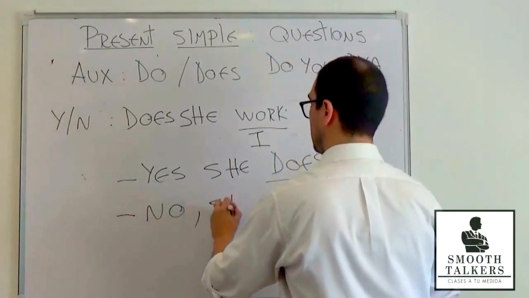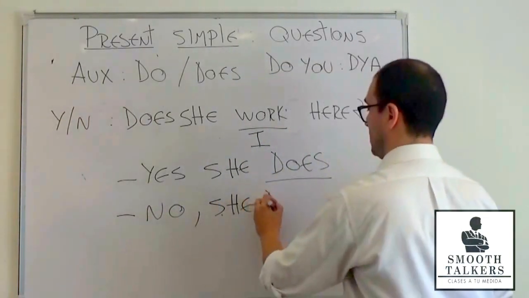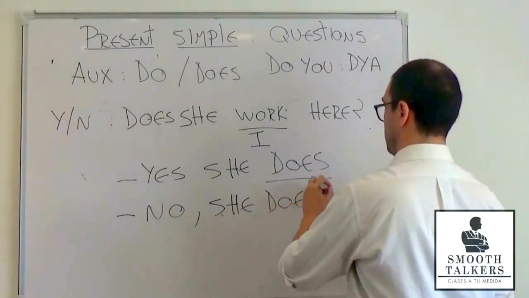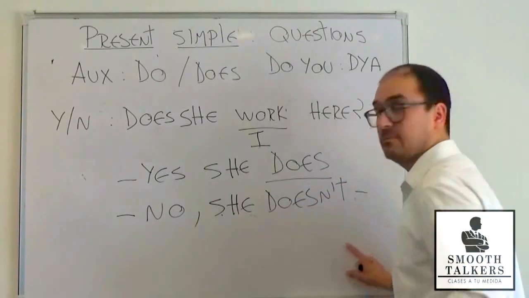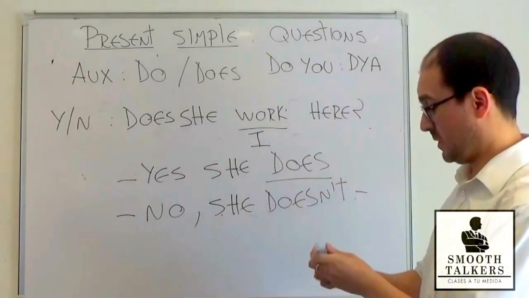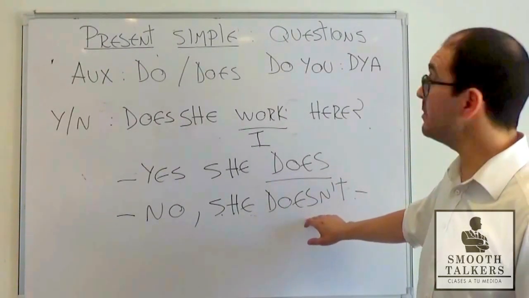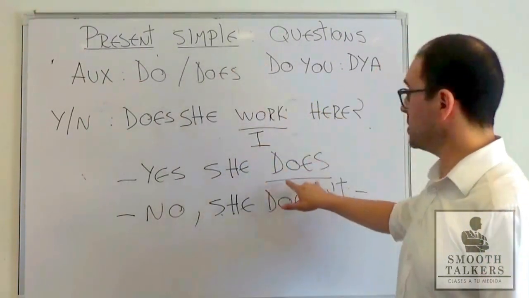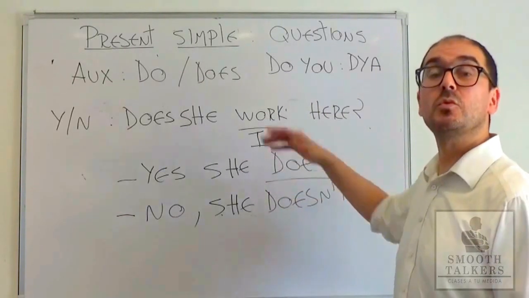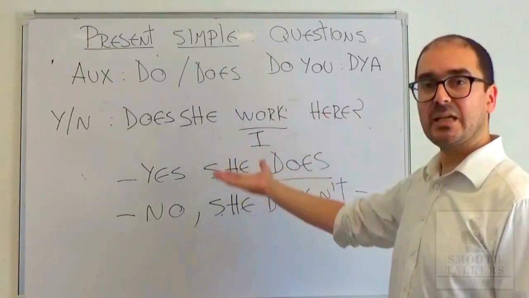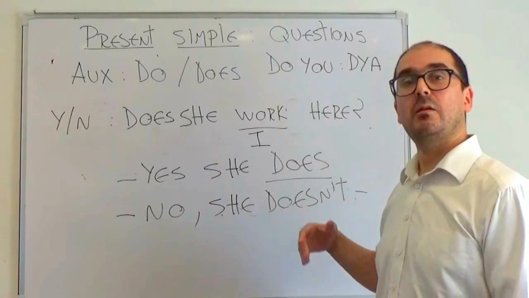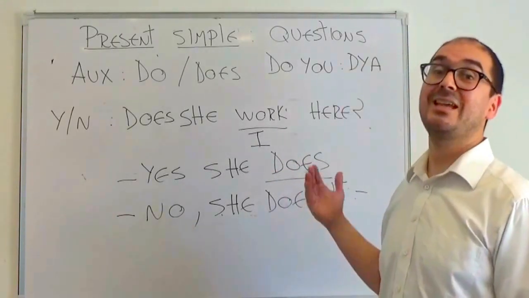Okay? So, yes, she does. No, she doesn't. Okay? So keep in mind that when saying yes in present simple, we can just use the verb to do to repeat the main idea contained in the question. When we say yes, and also when we say no.